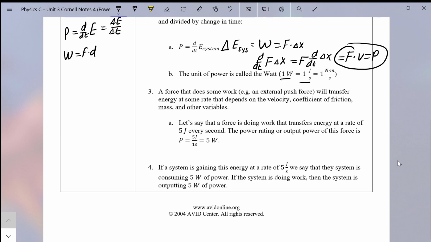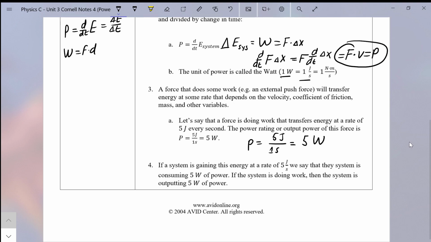So let's say that we have a force that's doing work and it transfers energy at a rate of 5 joules every second. If we want to calculate the power, we would just take that power is equal to the change in energy, which is 5 joules, divided by the change in time, 1 second, and our result then is just 5 watts, or 5 joules per second.